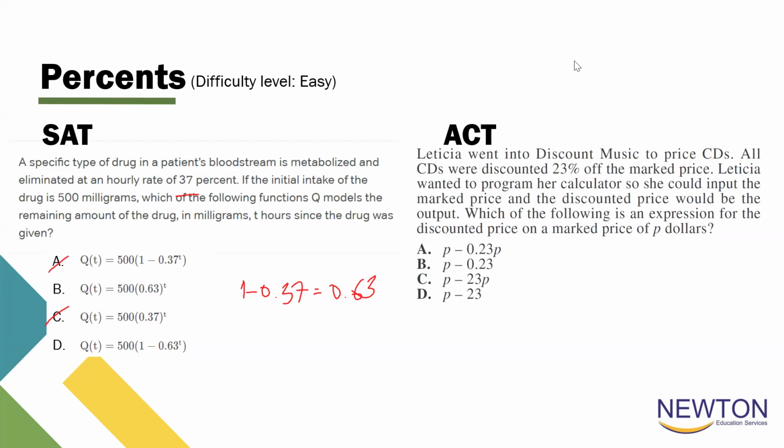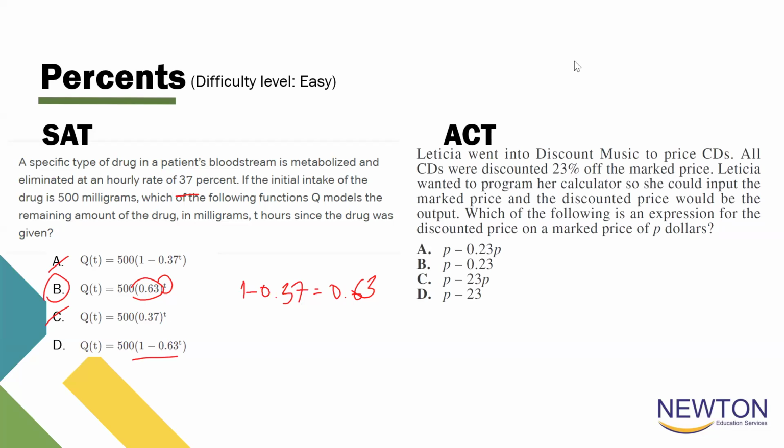So what do I want? Do I want another 1 minus, or do I just want this 0.63 to the power of T, whatever hours passed since we took the medicine? No, obviously, I want it to be to the power of T, so I'm going to choose my answer to be B. Okay, so this should be an easy question. I can do it in less than a minute.